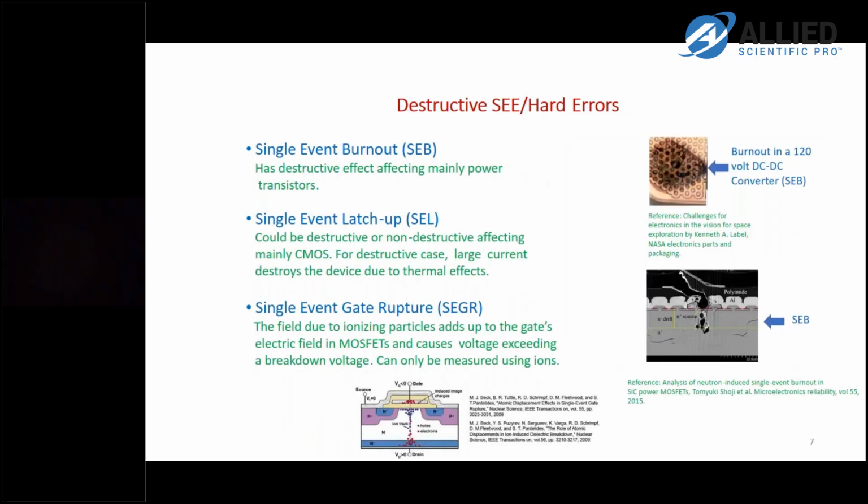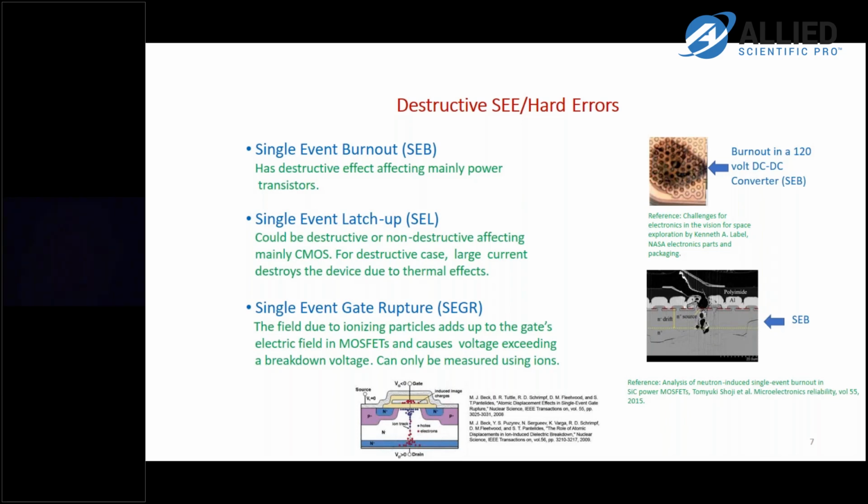Then we have the destructive type of SEE, and the most important one is the single event burnout. Here on the right side, you see a burnout in a 120 volt DC to DC converter, where the striking particles were so energetic that they just burned this DC to DC converter, completely fried. And over here, you have a neutron-induced single event burnout of a silicon carbide power MOSFET. So completely destroyed. And then, as I mentioned, the single event latch up could be destructive as well if the power reboot does not fix the problem. The large current would eventually destroy the device due to thermal effects.